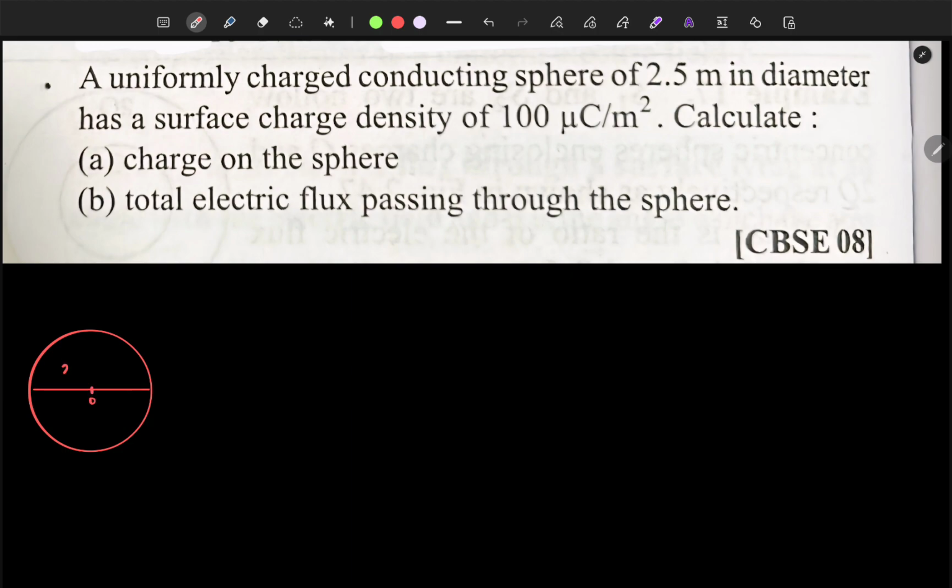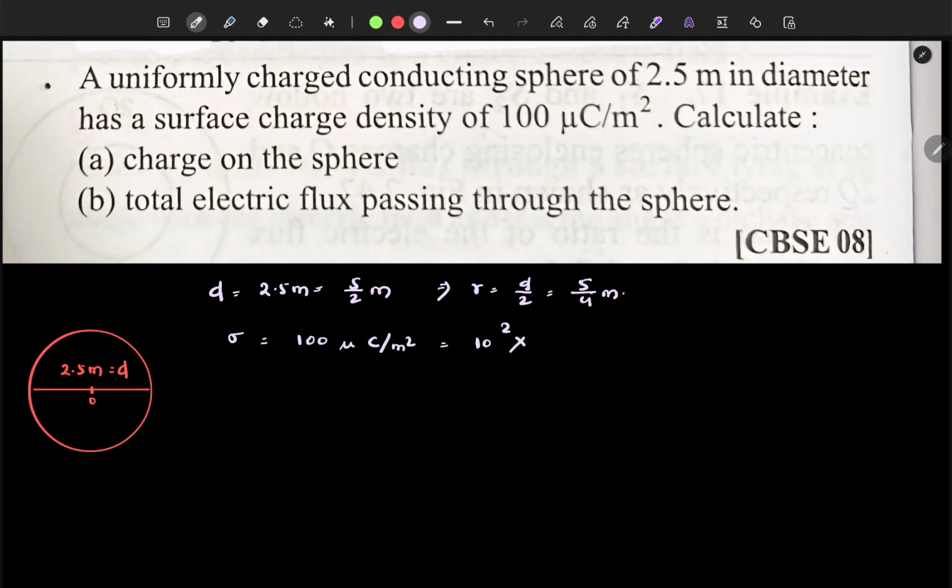This is a uniformly charged conducting sphere, with center O. Diameter is 2.5 meter. So D is equal to 2.5 meter, that is 5 by 2 meter, which implies the radius will be D by 2, that means 5 by 4 meter. It is given surface charge density sigma is equal to 100 microcoulomb per meter square. 100 means 10 to the power 2, micro means 10 to the power minus 6 coulomb per meter square, so it will be 10 to the power minus 4 coulomb per meter square.